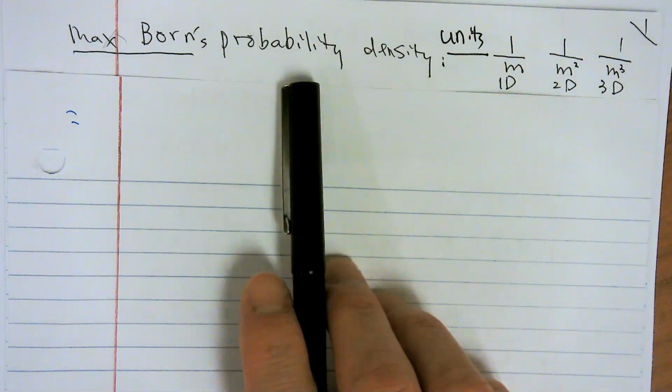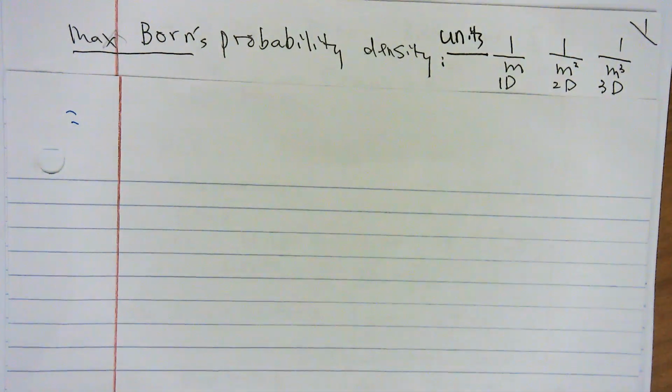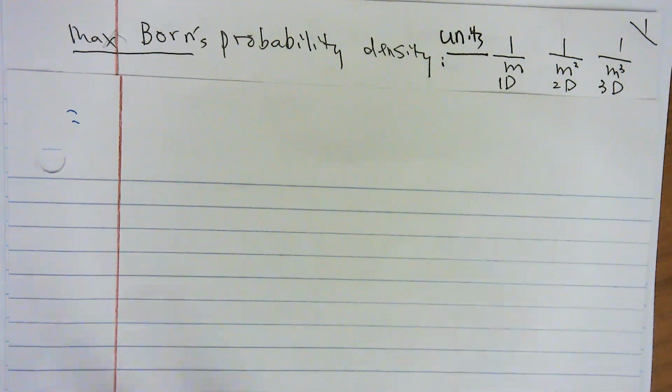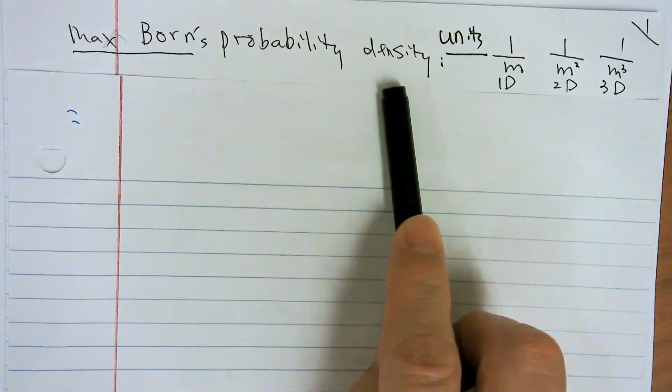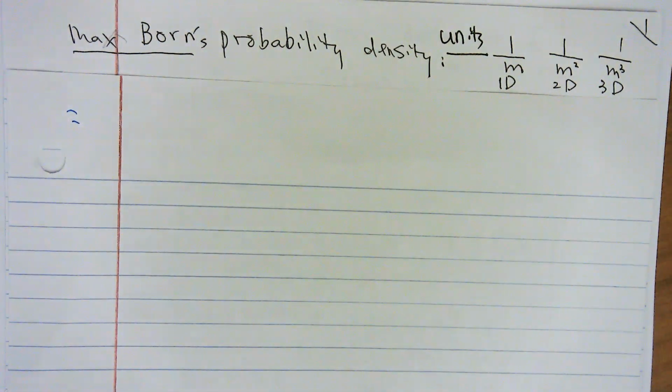Max Born probability density. This is a very difficult concept when any student tries to learn quantum mechanics, because conceptually it's harder. You have two words there: one is probability, one is density. So we are going to use three videos to explain this idea, and each of these videos probably takes about 5 minutes.